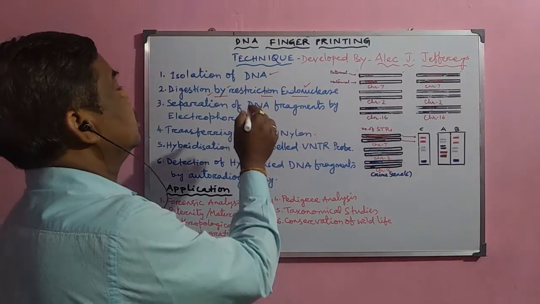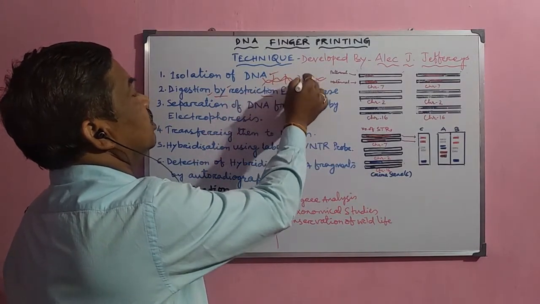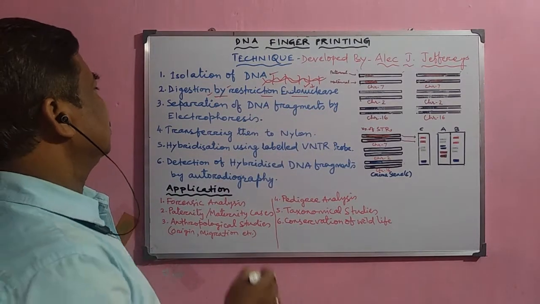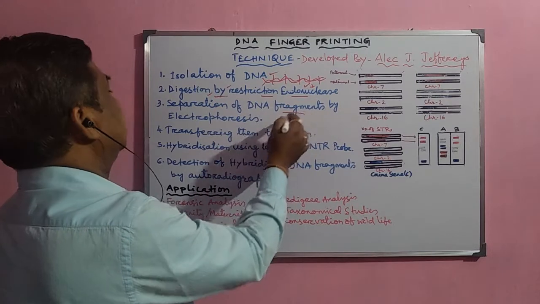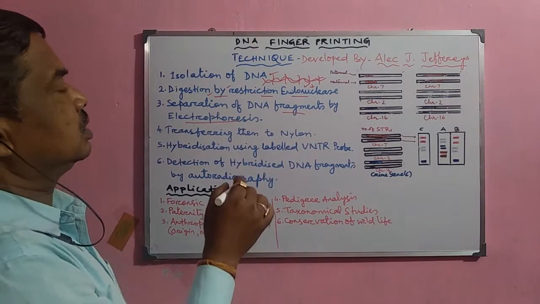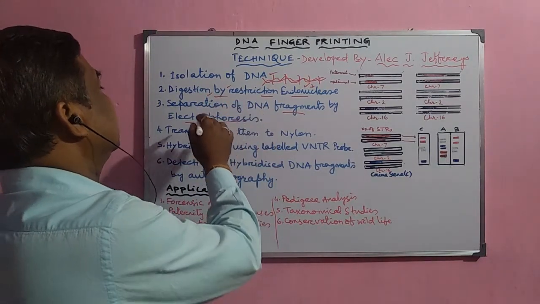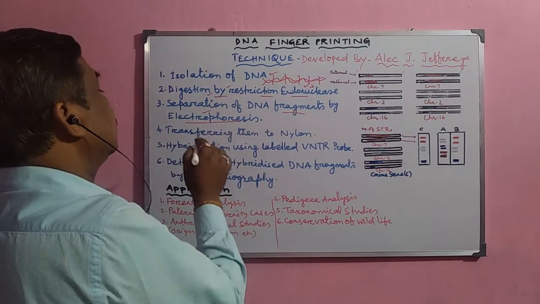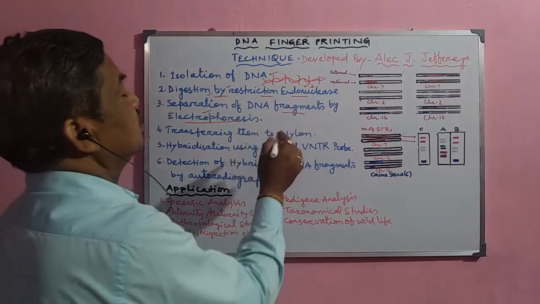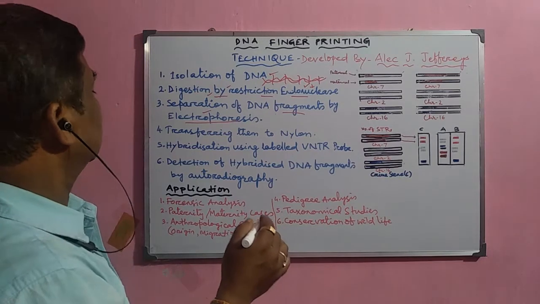Now this long DNA chain is divided into a number of fragments with the help of the endonuclease enzyme. These fragments are separated by the electrophoresis process, because another separation method is centrifugation, but normally they are separated by electrophoresis. The relative migration of these fragments is on the basis of their molecular weight.